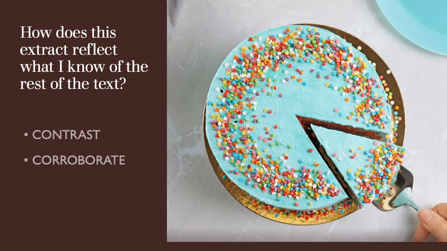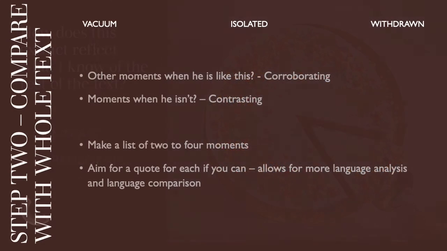You can then use these 2 words, which hopefully you'll have seen in the quote chains video. You can think about whether or not this extract contrasts with what you know about the rest of the text, or whether it corroborates what you know. Now, if you corroborate something, it means you back it up. So it supports what you know. What that means is step 2 is all about comparing with the whole text, and you compare the words and ideas that you've had about the extract with the rest of the play or the novel.